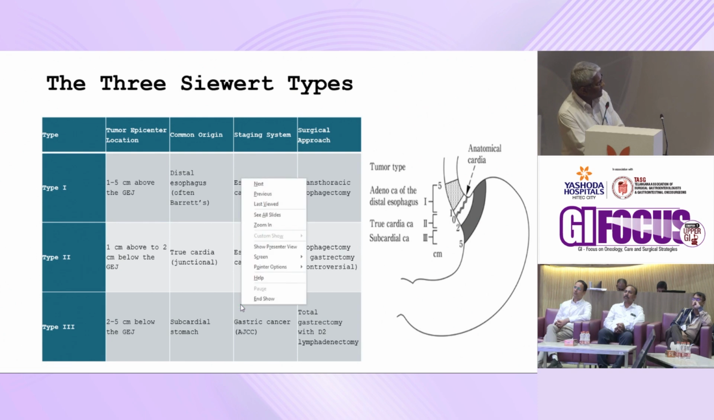The problem, or the controversies, came when we were dealing with type 2, because these are true cardiac tumors, and then there is a little bit of controversy as to how you treat them, whether you treat them as esophageal or gastric cancers.